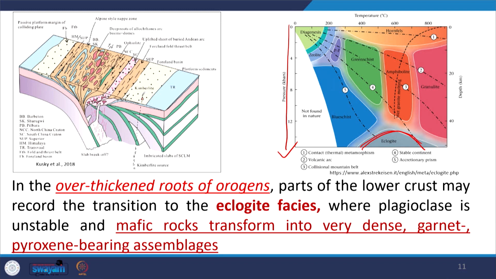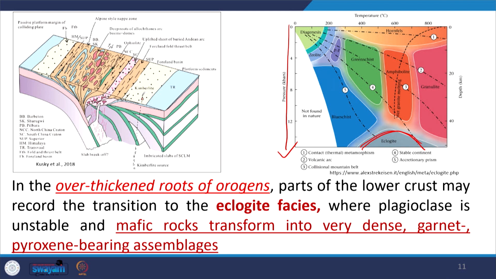So, that means here it is obvious that the minerals characteristic of high pressure, the more dense minerals, will be available as compared to the high temperature minerals. That is why, at the root of this mountain where it is over-thickened due to this lithostatic pressure, due to this directed pressure, this lower crust may record a transition to eclogite phases, where plagioclase is unstable.